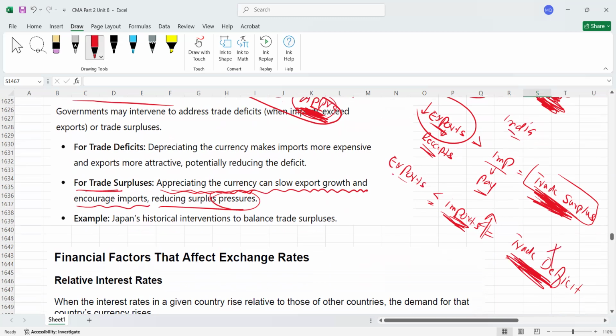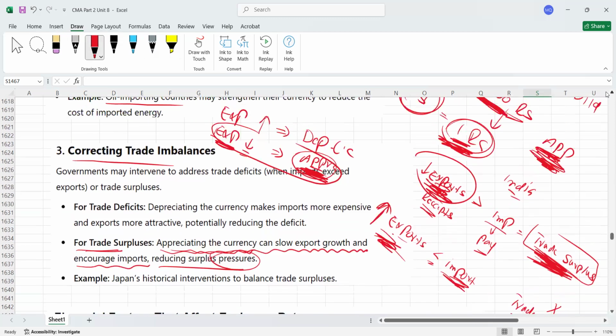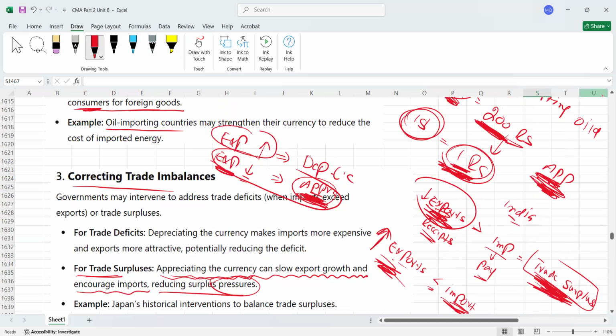If I want to remove this trade deficit, what can I do here, tell me. If I want to remove the trade deficit, I have to increase the export. I'm just hitting the export here, here also, and here also. And how can I increase the export? I told you already. If you want to increase the exports, it is better to depreciate your local currency. So you should remember these two points.